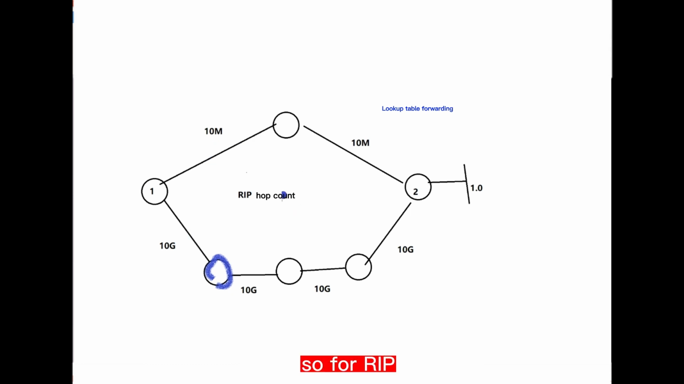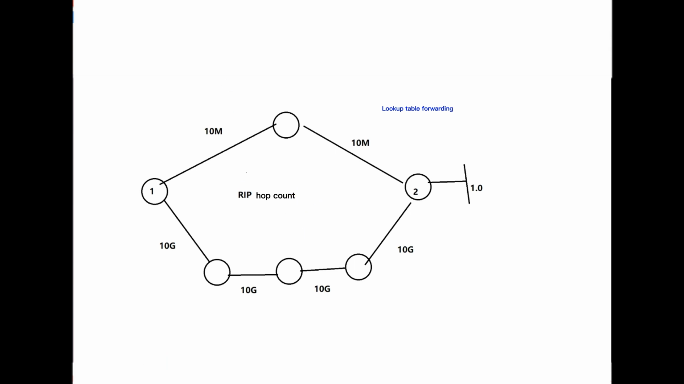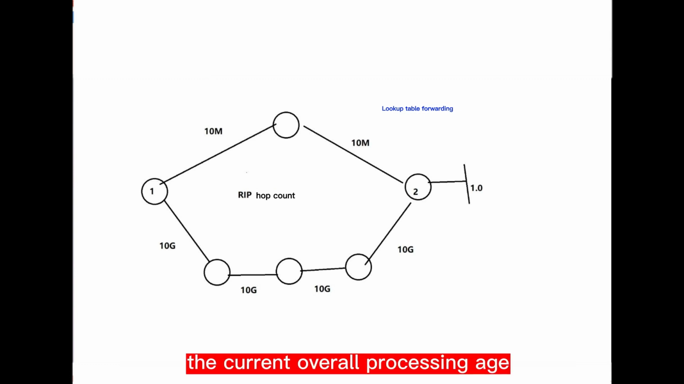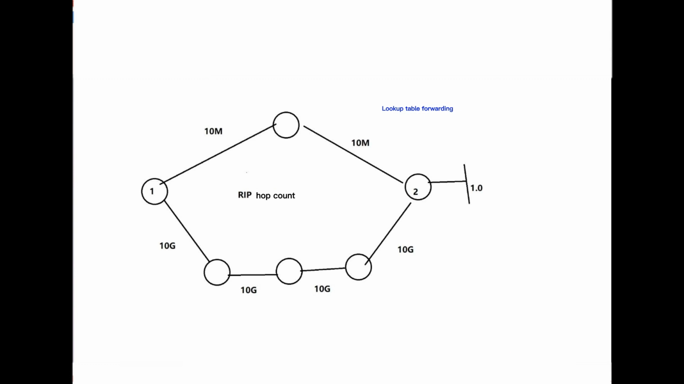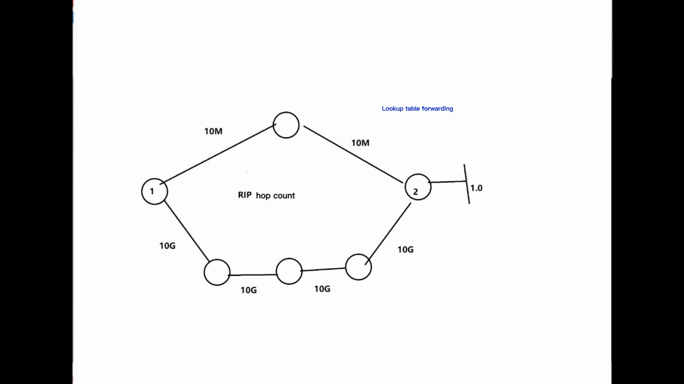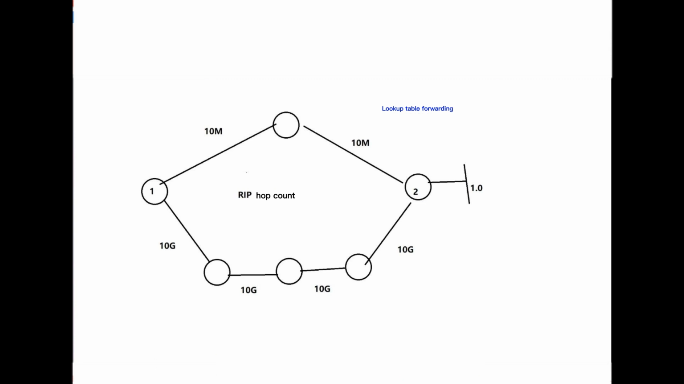So for RIP, it is a completely wrong protocol from the selection of the optimal path, so there is no way for it to continue to be used. The current overall processing era is one of bandwidth supremacy. For us now, bandwidth is so important. Now it's all 10G lines. You're a fool to use 10 megabytes, so now this thing is useless. This is called low confidence.